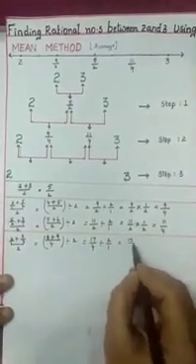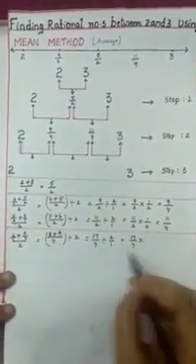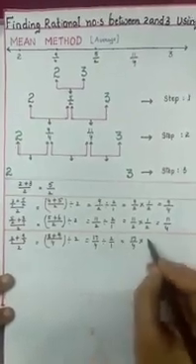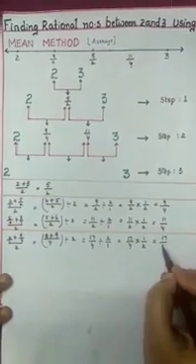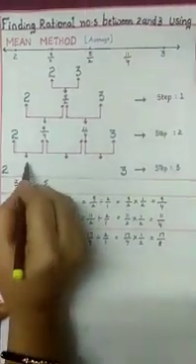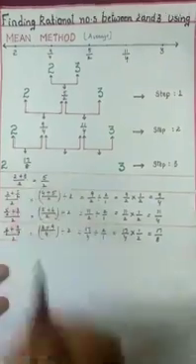Now 17 by 4, change division into multiplication symbol. The reciprocal of 2 by 1 is 1 by 2. 17 1s are 17, 4 2s are 8. Now 17 by 8 is a rational number in between 2 and 9 by 4.